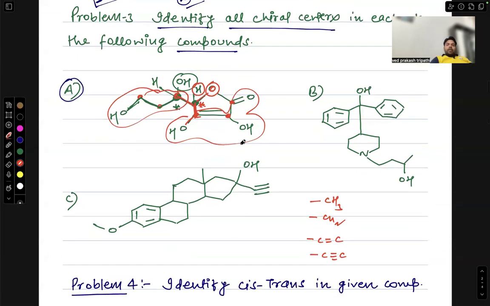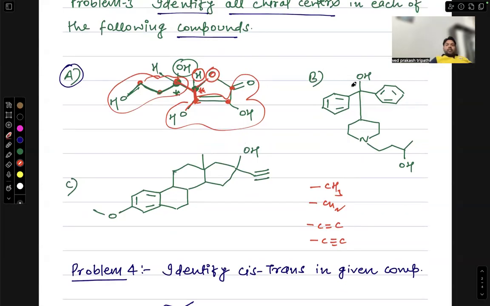Okay. What about B? How many chiral centers are in compound B? So here we have 2 chiral centers. What about compound B?